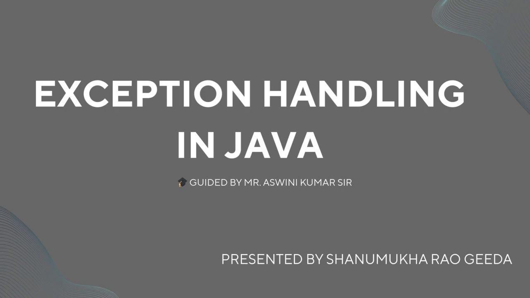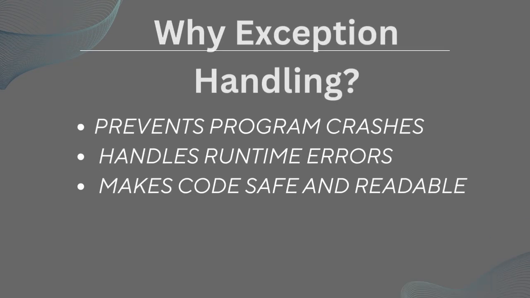So let's jump into the topic, exception handling. Why do we need exception handling? Well, when something goes wrong in your code, like dividing by 0 or trying to access a file that does not exist, your program might crash. With exception handling, we can fix these problems and make sure the program keeps running smoothly. This helps prevent crashes and makes your app more reliable.